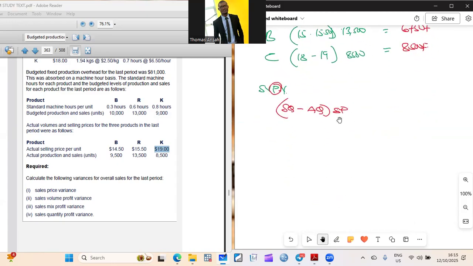So the volume variance, this is how we go about it. All right. So what was the standard quantity? But don't forget, we are here again. Standard quantity for what? For actual production. You have to flex it. So always flex it with the actual production. So what was the standard quantity? 10,000, right? Standard quantity, 10,000.